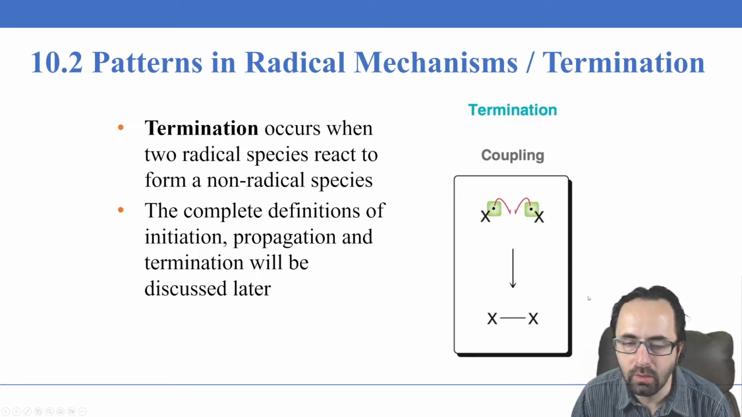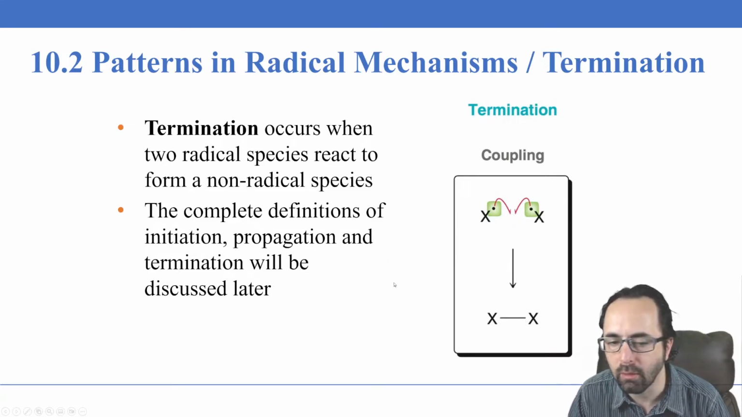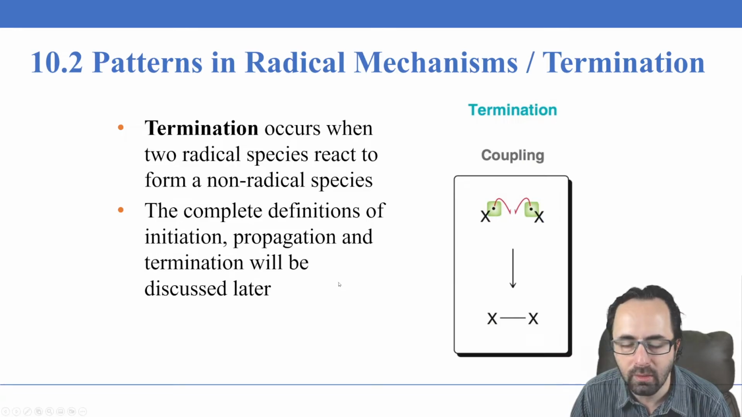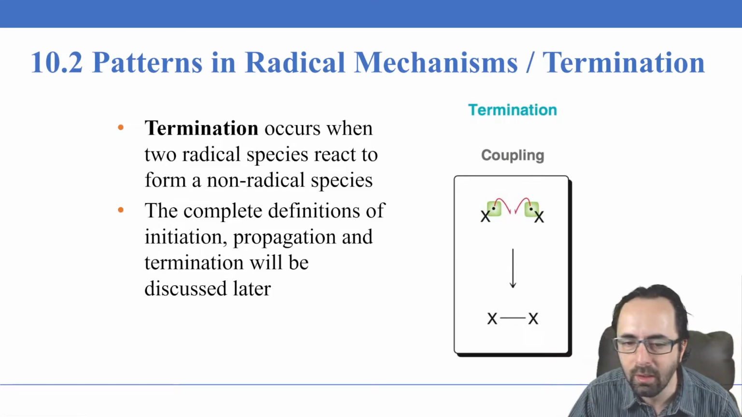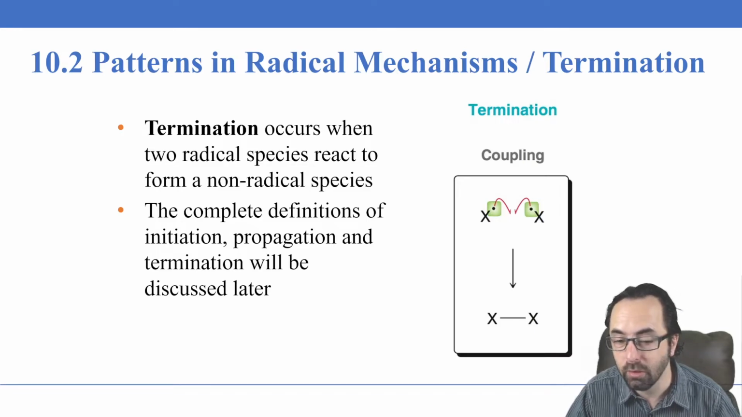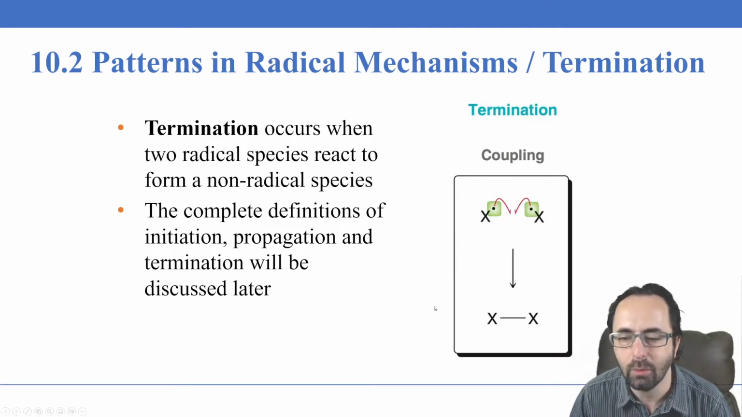Finally, termination steps always involve coupling. So these are what get rid of the radicals. When two radical species come together and produce a bond, then you no longer have a radical. And so when we discuss the mechanisms, they're not going to be a straight line like they are when we talk about ionic mechanisms, where first this happens and then this happens. Along the way, you're just going to produce a bunch of different radicals, and eventually some of those radicals will find one another and couple, and then the reaction will slow down.